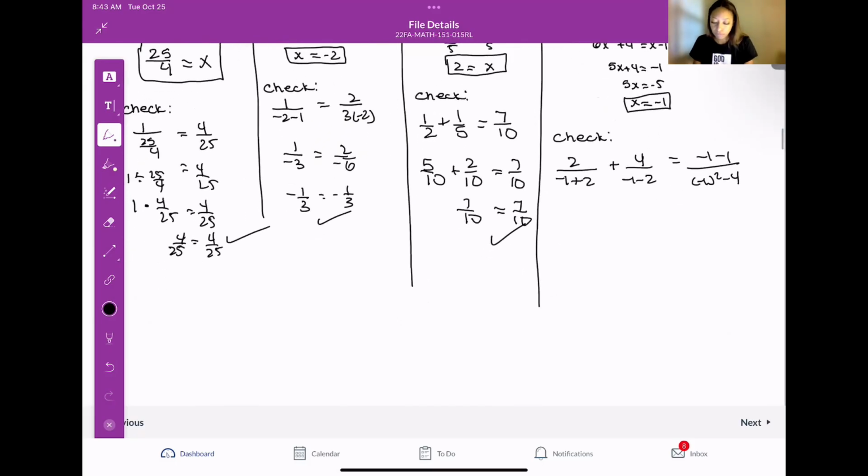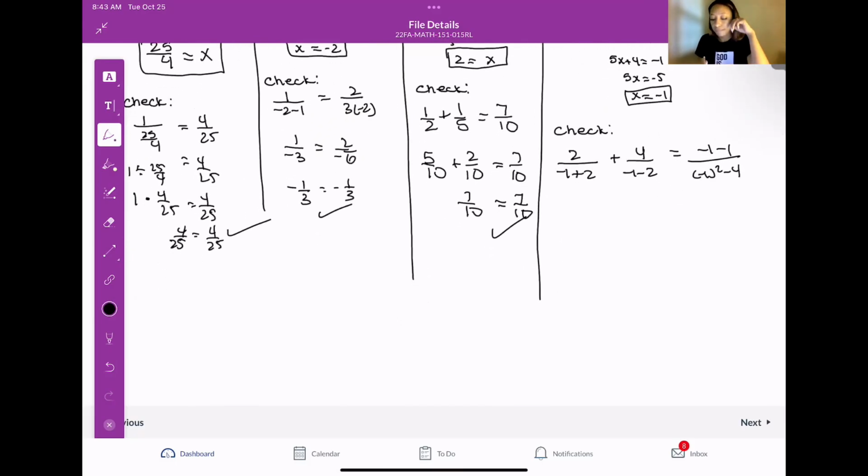Okay, let's simplify both sides and see if we get the same thing. 2 over negative 1 plus 2 is 2 over 1. And then that's plus 4 over negative 3 equals negative 2 over 1 minus 4, negative 3.